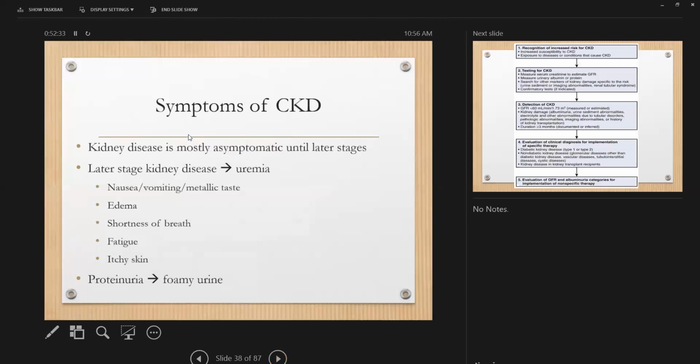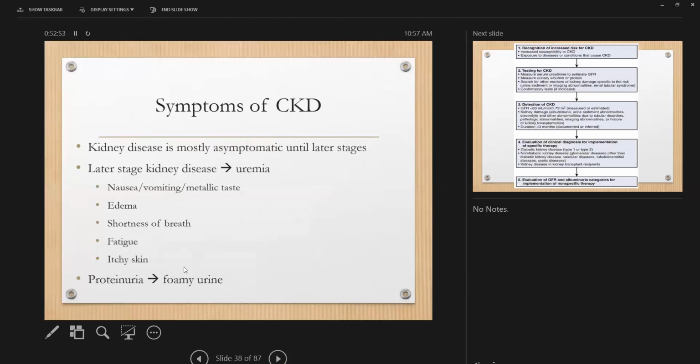So here are their symptoms. Nausea, vomiting, that metallic taste. This metallic taste is a big signal. Edema of the lower extremities. It's usually pitting edema. It's greater usually than 1. Shortness of breath. They're very tired, and itchy skin is a biggie.